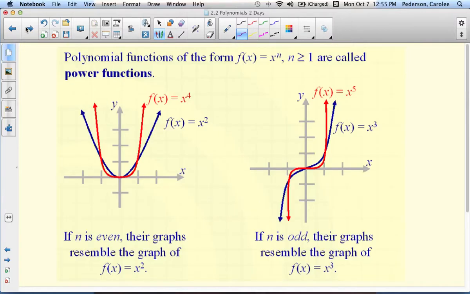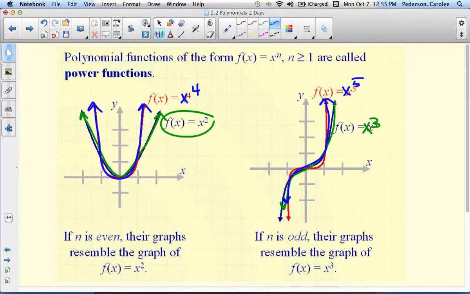These are called your power functions. Notice the difference. When I have a quadratic function here, there's my parabola. When I increase it to x to the 4th, still an even function. Just kind of widens it out a little bit here, but very similar in shape. Same thing goes when you have your odd functions, x cubed, or x to the 5th.